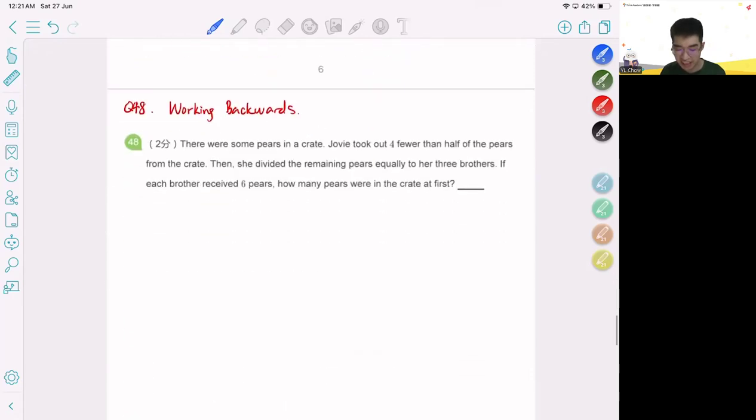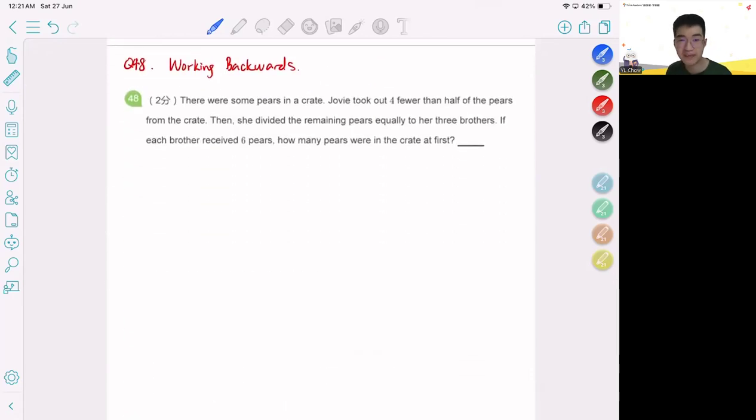Okay, finally, let's take a look at question 48, working backwards. Now, let's try to do this with a visual technique. There were some pears in a crate. Jovi took out 4 fewer than half of the pears from the crate. Then she divided the remaining pears equally to her 3 brothers. If each brother received 6 pears, how many pears were in the crate at first? So let's show the initial quantity using a bar model, and then we will try to give away the pears, and see how they are distributed.